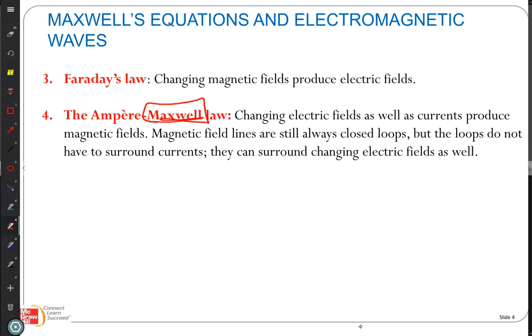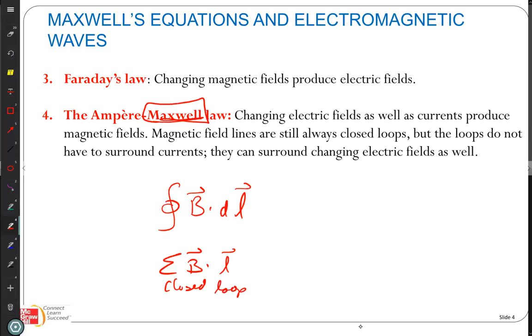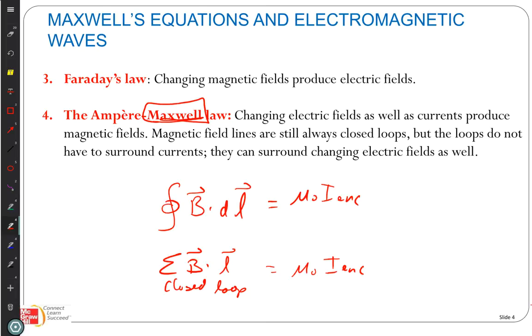I'll write down the equation that you know for Ampere's law. The circulation, the integral of B dot dl over a closed loop, or for non-calculus, that'd be the sum of B dot L over a closed loop, is equal to mu naught times the current enclosed. That is, a current creates a magnetic field. That's what you know for Ampere's law.